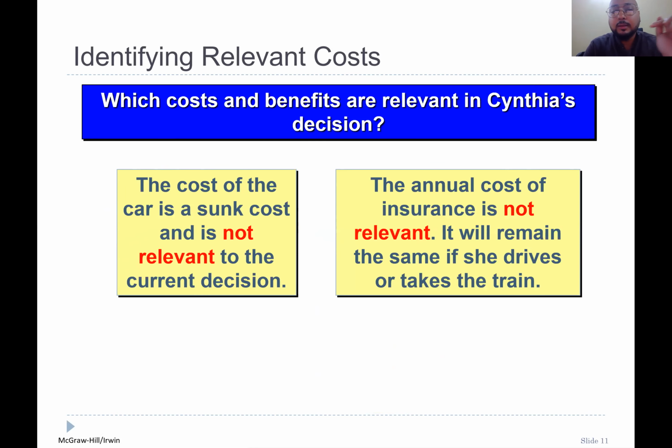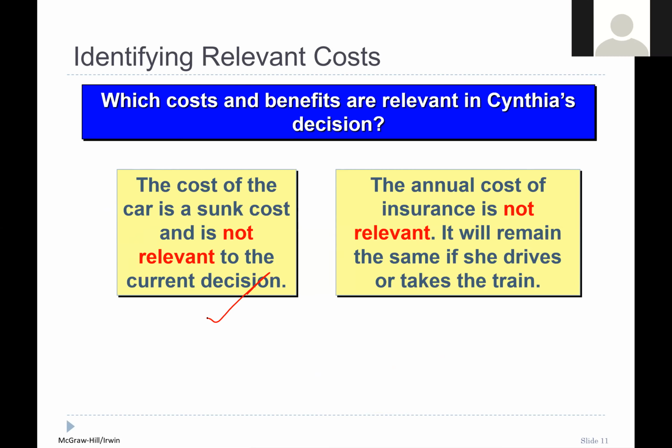So we know that the sunk cost is not relevant, right? So the cost of the car is not relevant. By the way, why not relevant? Can you explain this? Anyone?